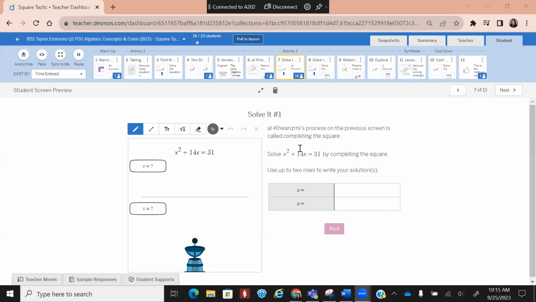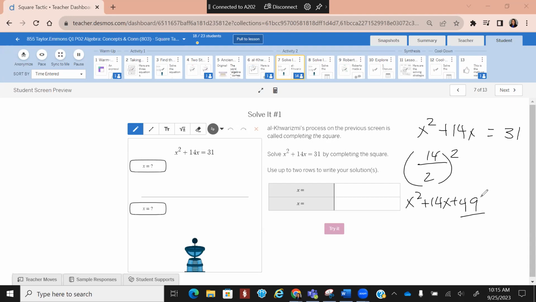Good question. You cannot factor on this one. You're going to have to complete the square. So what's going to happen is we're going to take B divided by 2, square it, and add it to both sides. So what's 17 divided by 2? And 7 squared is 49. On the other side, we're going to add 49 as well.